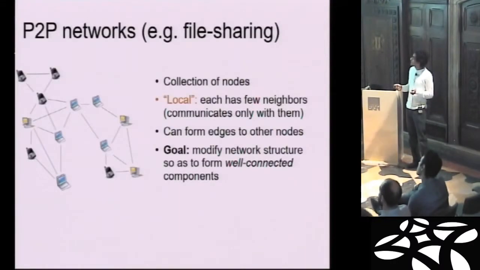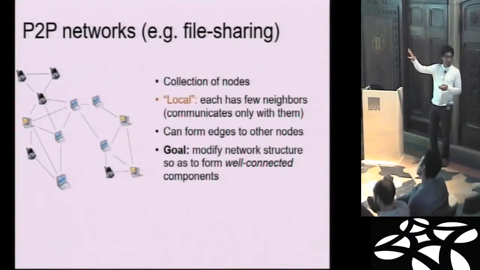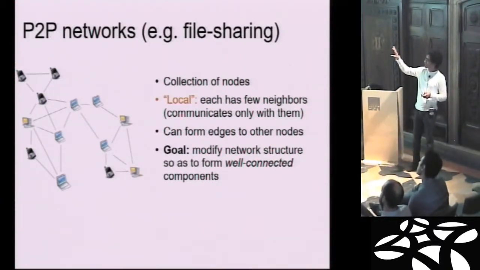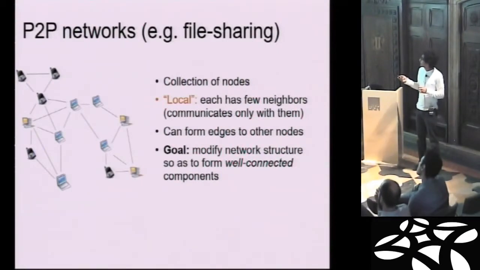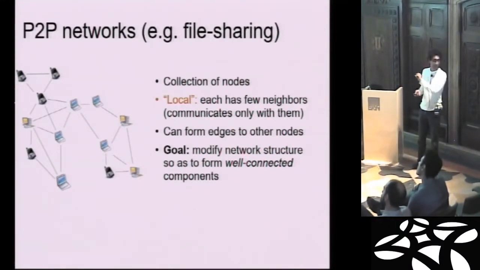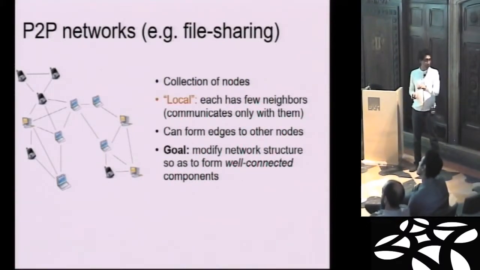One example is peer-to-peer networks. So you have a collection of nodes, and they all want to talk to each other. Think of them as a bunch of nodes that are all interested in some particular file in a file sharing system. Every node can talk to anyone it wants, but at every time step it only communicates with a few neighbors. So there's a set of neighbors at every time step, and it only communicates with them. And this is what we mean by local here.